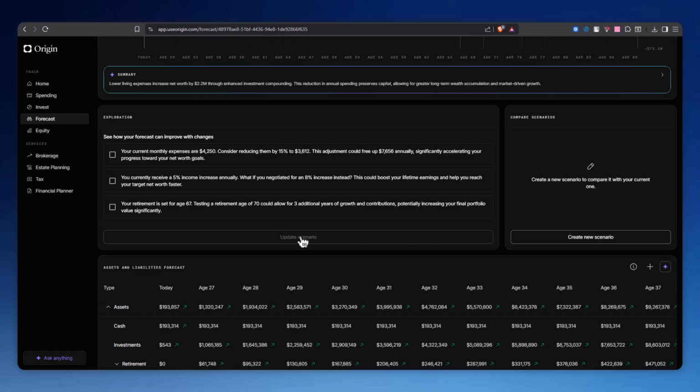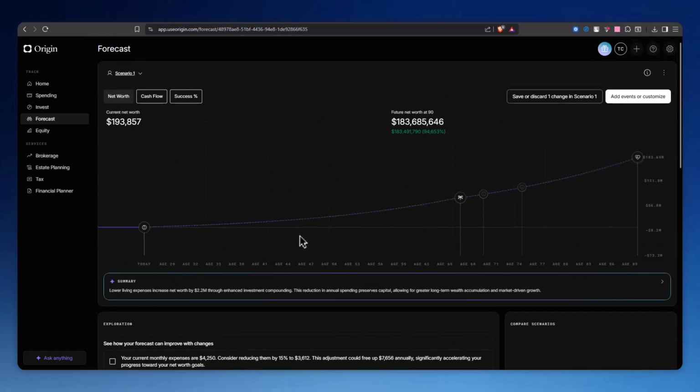Using both the AI advisor and forecasting tools together gives you a practical debt paydown calculator based on your real numbers instead of just generic estimates.